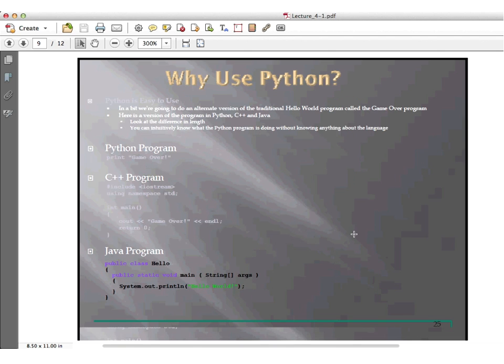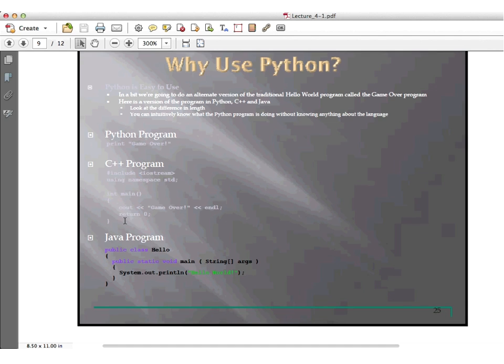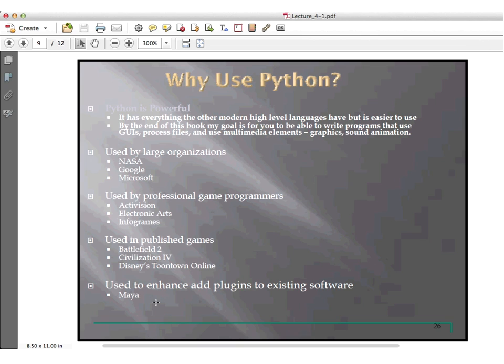So some examples are this. I can just say print, game over. Or under C++, you have all these lines of code to do the same thing as a single line of Python. And under Java, here's a minimal program to do the same thing as well. It's really good when you have simple, easy to understand code, and you can have more than one person working on it.